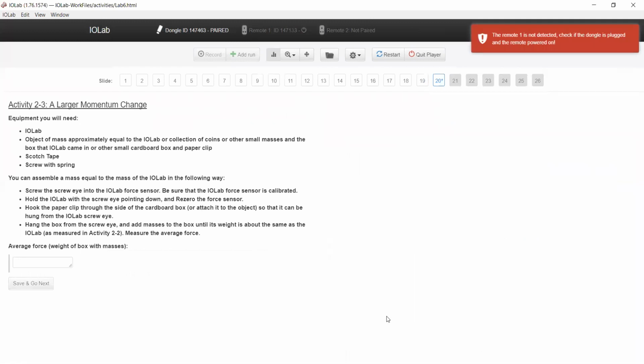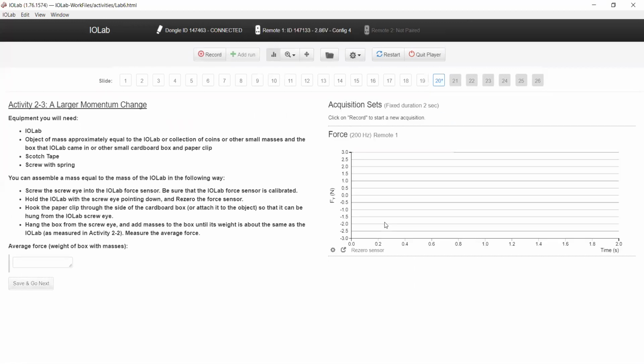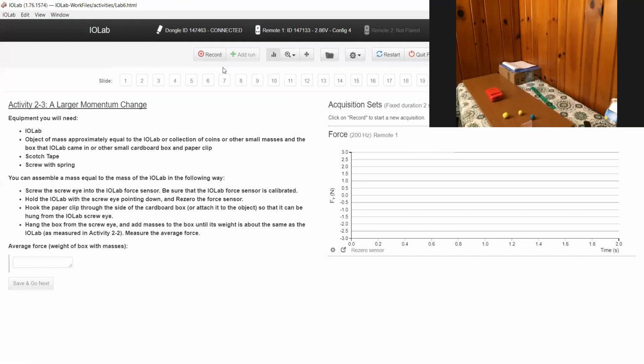Okay, so let's see what is being asked. That is turned off, so that's why we don't have the IOLab. It asks for an object of mass approximately equal to the IOLab, such as a collection of coins, the small box that the IOLab came in, a small paper clip, scotch tape, and a screw eye with the spring. So we already have this screw eye with this spring. Okay, I'll just suggest what you can do. So we'll have a screw eye with the spring here.